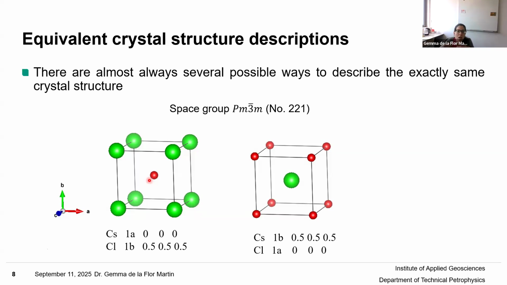So there are almost always several possible ways to describe the same crystal structure. For example, for the structure of cesium chloride that is described in the space group Pm-3m, the origin can be chosen at the center of the cesium or of the chlorine atom, which results in these two different sets of coordinates.